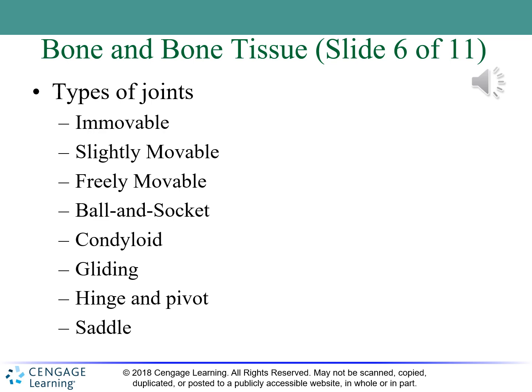The condyloid joint allows for movement in only one plane with some lateral movement. An example is the temporomandibular joint, in which the condyle of the mandible fits into the fossa of the temporal bone.